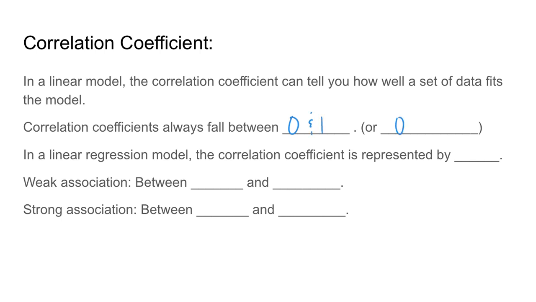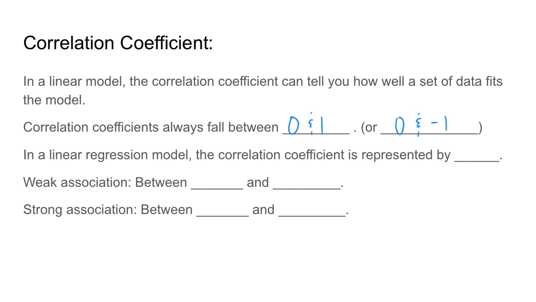Or it could also fall between 0 and -1. They can be negative if the overall trend of the data is negative. The negative doesn't affect how strong or weak the data is. It just affects whether the number is going to be positive or negative because the trend in the data is positive or negative. So we'll do something called a linear regression model in a minute.